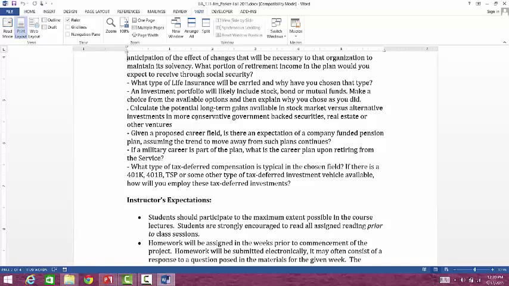I got 401b. It's actually a 403b. That's the educational one, and then TSP is the military one. And there's different types of accounts. But how are you going to do that? Are you going to use Roth IRAs? Are you going to use regular IRAs?